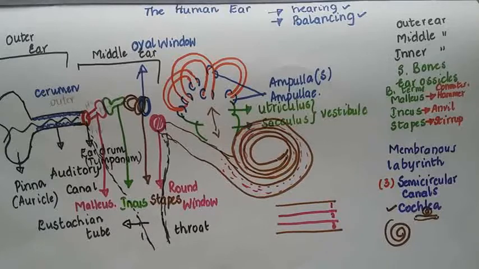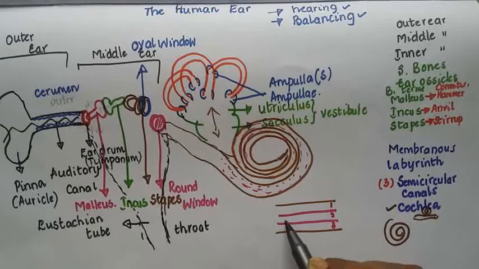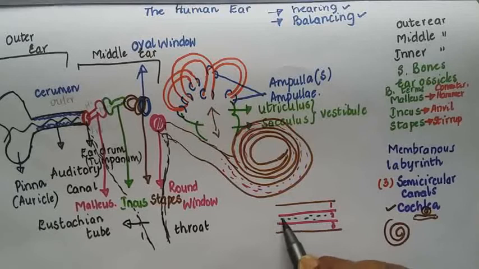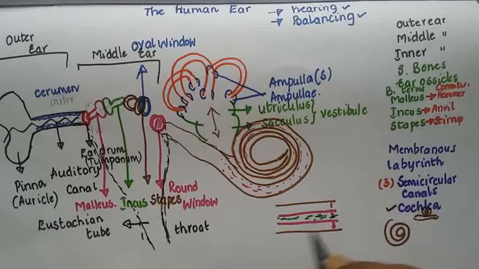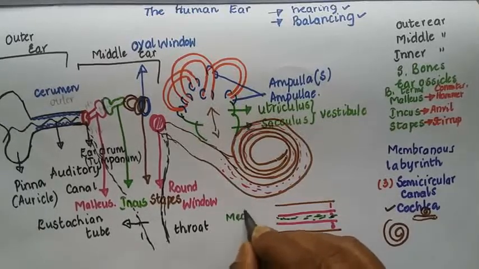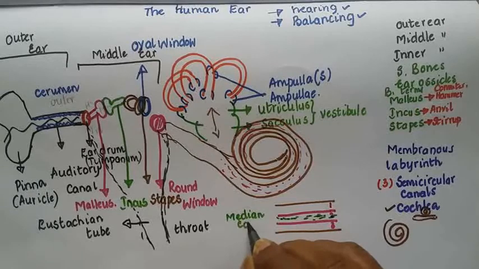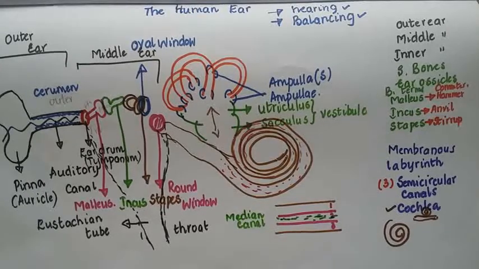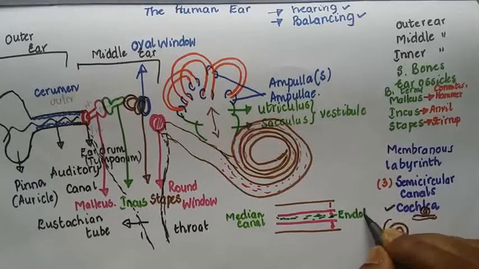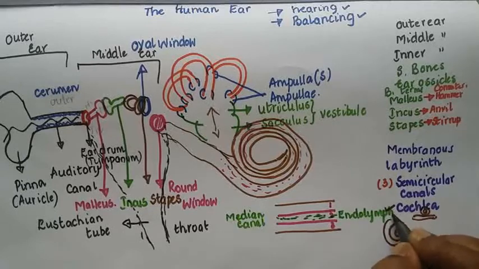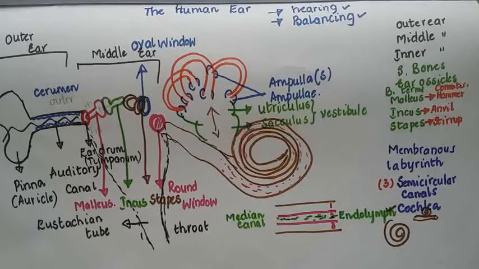Fine. So these canals are filled with the fluid. The middle canal we call the median canal, which is filled with the fluid. And what is the name of the fluid? The fluid is known as endolymph.